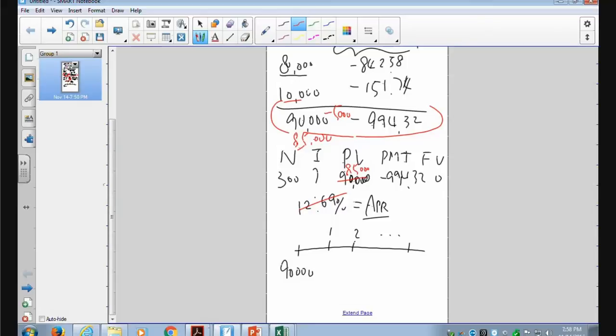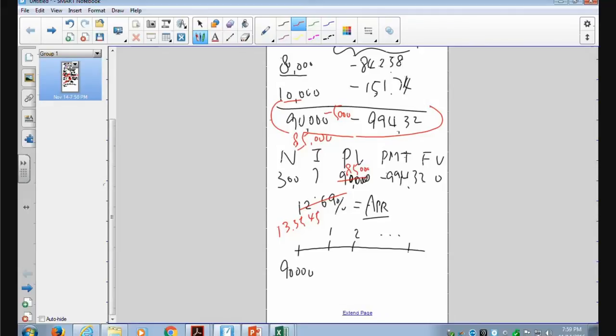Now I calculate 300 periods, $85,000, payment negative 994.32. Okay, so for APR, I need to multiply by 12. So can anybody tell me what is the APR? Yes. 13.554542. Is that right? Yes. Okay. So now it's the next step.